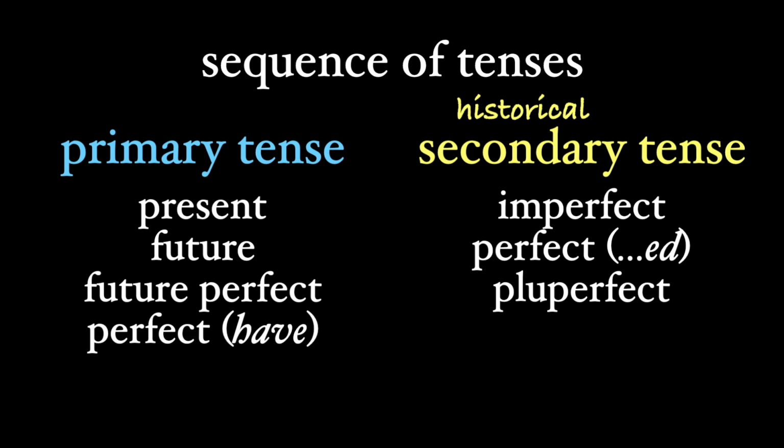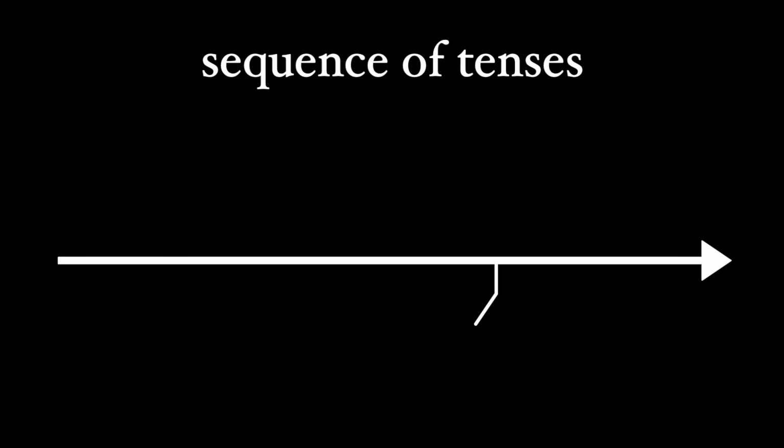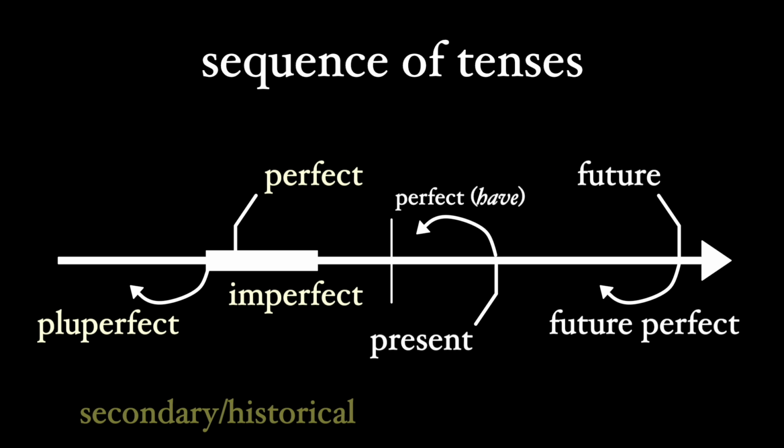Do you need to know these terms? Primary, secondary, historical? No, not really. And you can easily get by with this rule by looking at our tenses on this timeline, with the dividing line right here at the present, or a little bit before. Those to the right, the present and beyond, are in one group, and those to the left, the past and beyond, are in another group.